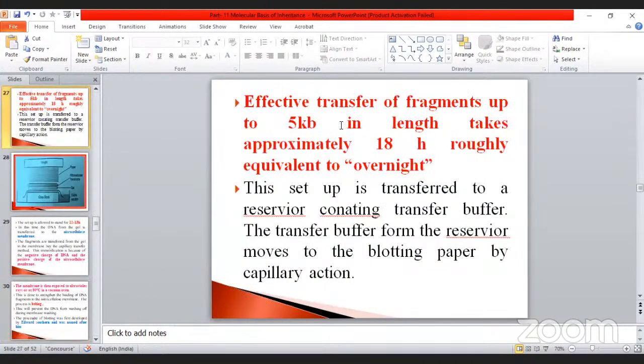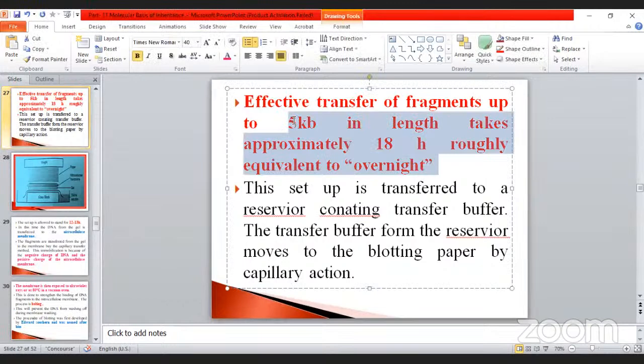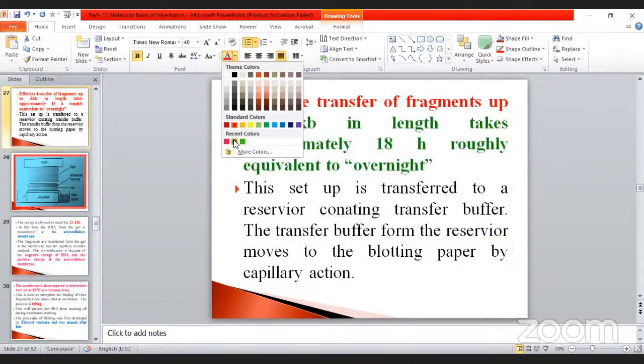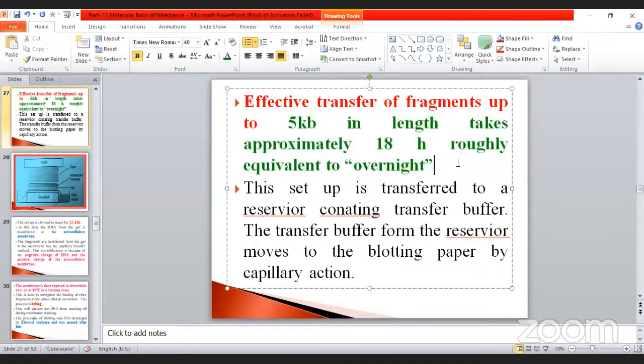See that? Effective transfer of fragments up to 5 kb in length takes approximately 18 hours, roughly equal to overnight. This is very, very important, my dear. How long will it take to obtain 5 kb? A 5 kb length will take 18 hours. Likewise, each and every fragment will be obtained in 18 hours only.